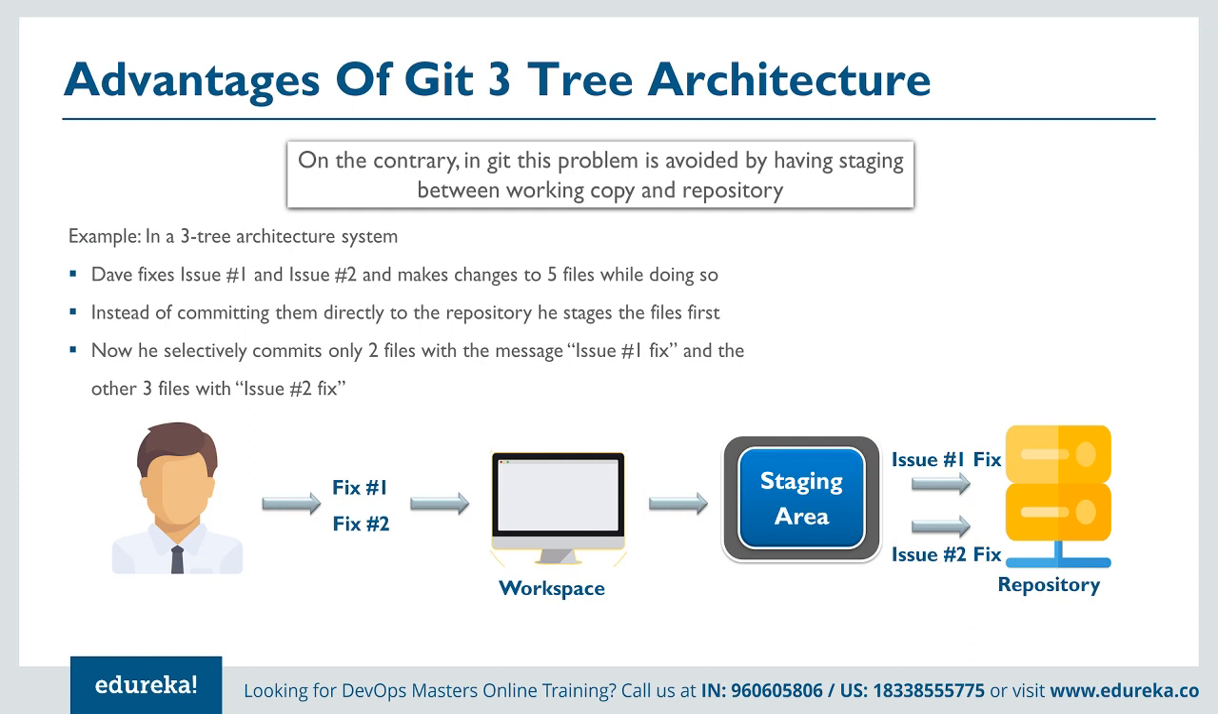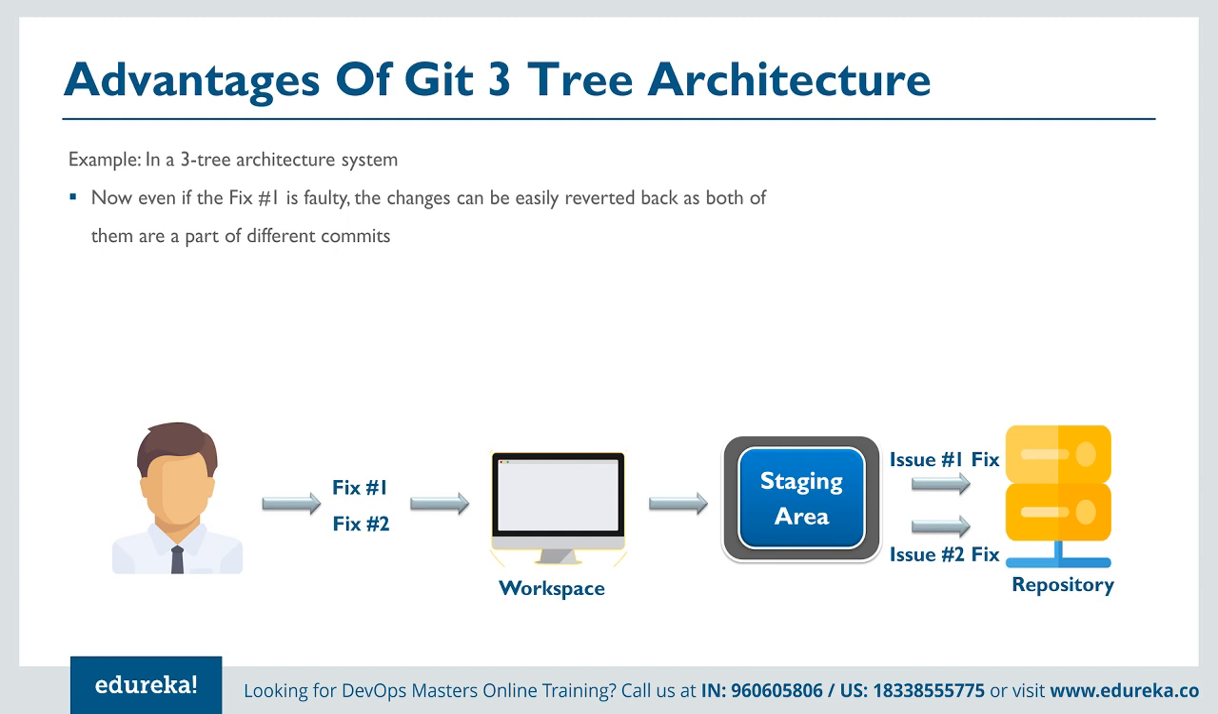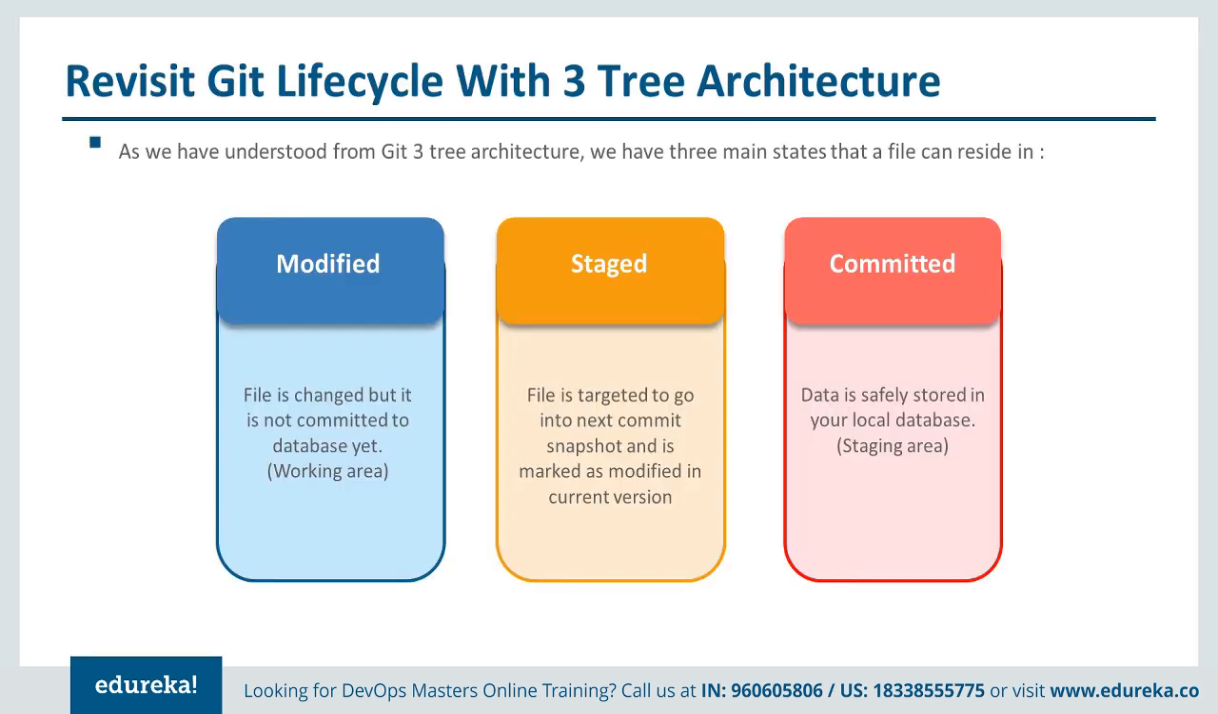However, if you are working with Git, which follows a three-tree architecture, then what will happen is Dave will fix issues 1 and 2 and make changes to 5 files. Now, instead of committing them directly to the repository, he will stage the files first using the git add command. Once the files are in the staging area, he can commit two of the files with one message for issue fix 1, and the other 3 files with another message for issue fix 2. And now later if fix 1 is faulty, then it can be reverted back because they are part of different commits. So we have understood the three-tree architecture.